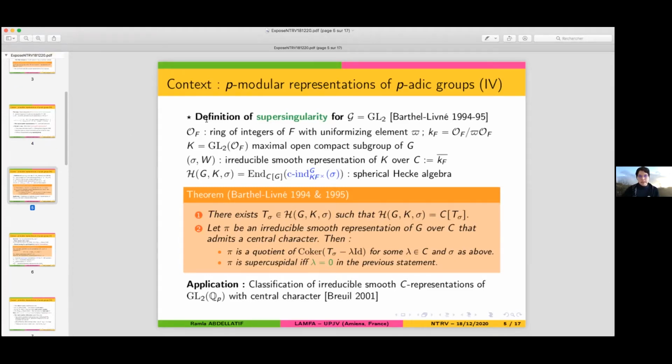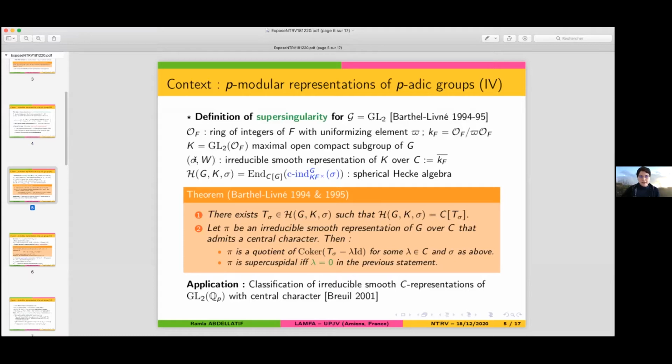Just the usual notation: O_F is the ring of integers of F. I fix a uniformizing element pi, and k_F will be the residue field. So K, which is the O_F-points of GL2, is a maximal open compact subgroup of G. So, okay, it's not a parabolic subgroup, but here they really use this open compactness property.